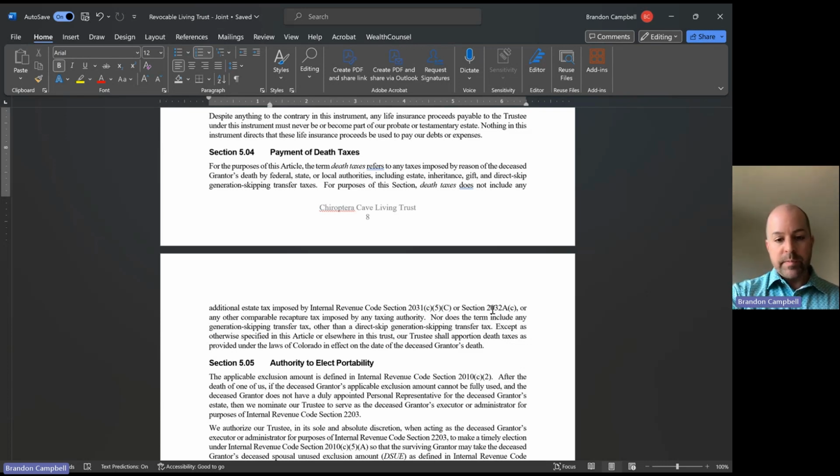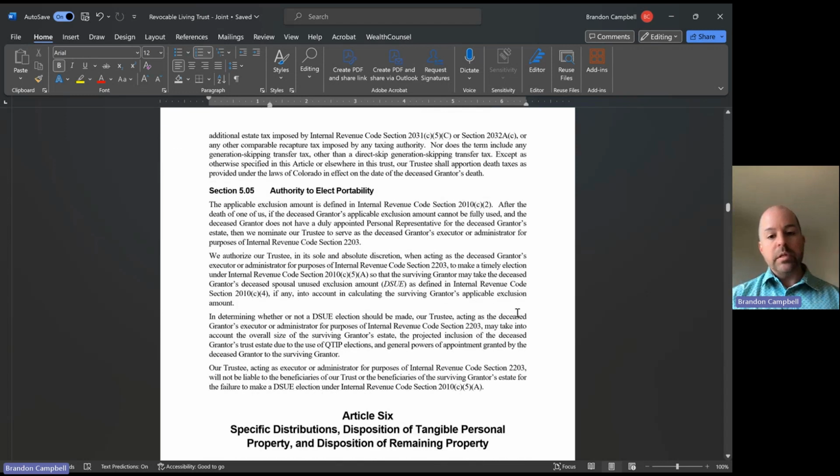However, as I just mentioned, spouses, we can double the amount that we can leave behind. So authority to elect portability, this is something that also came out of a law that was passed in 2011. And it allows spouses to take each other's exemption and basically stack it on their own. So instead of me leaving $5 million when I've passed away.